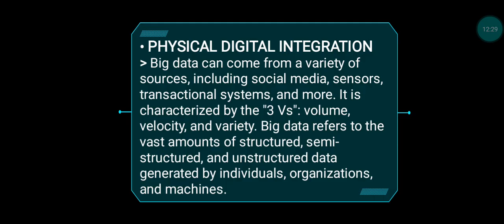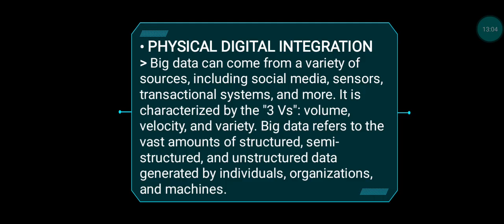So physical digital integration, which means it refers to the massive amount of data generated from various sources like social media, sensors, and transactions. It is defined also by the 3Vs, like what I mentioned earlier. The 3Vs stand for the volume, which is large amount of data, velocity, the fast data processing, and the variety, it's the different type of data.